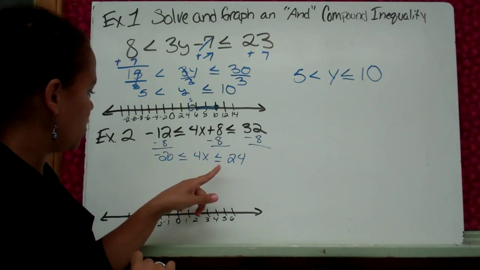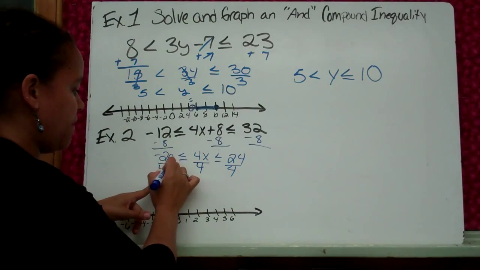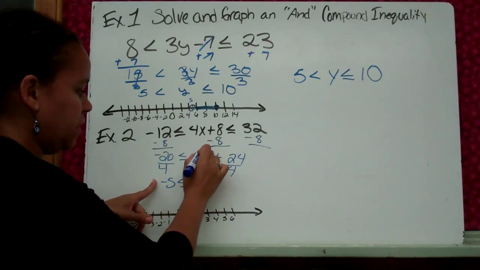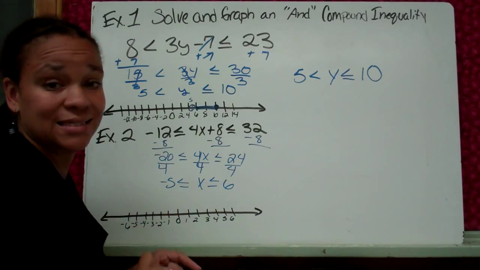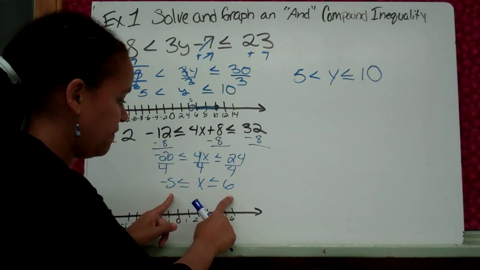All right, so now I need to get rid of the 4. Divide by 4, divide by 4, divide by 4. Negative 5 less than or equal to x, which is less than or equal to 6. All right, so now I need to graph where x is between negative 5 and 6.